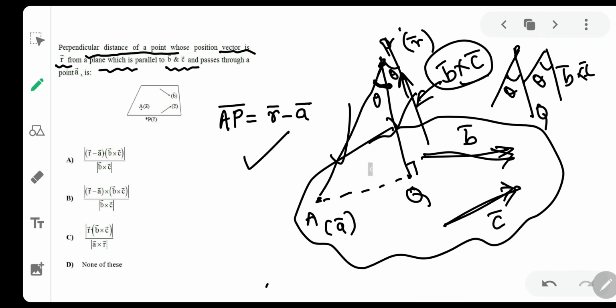So let us see the options. As you can see, option A tallies with our answer. So this is how we solve the length of the perpendicular.